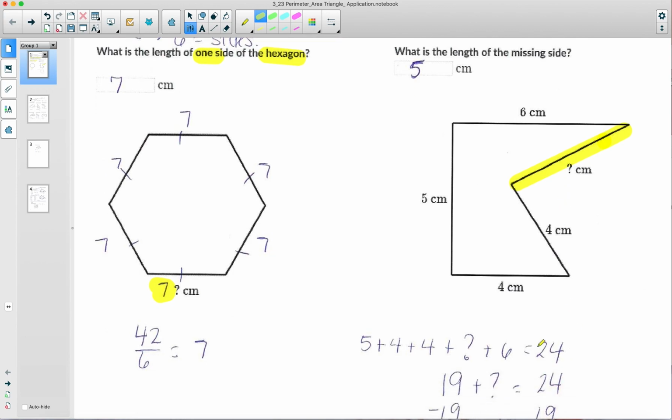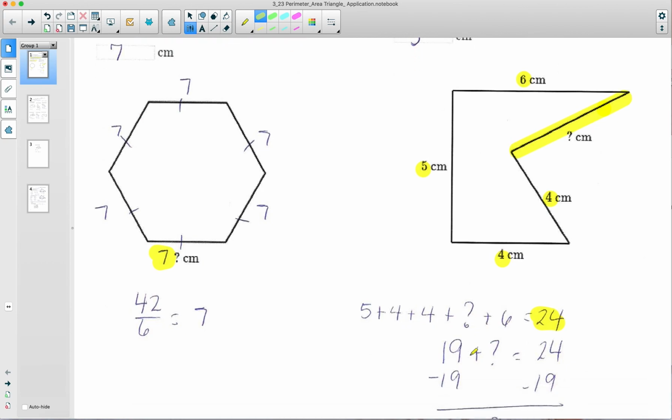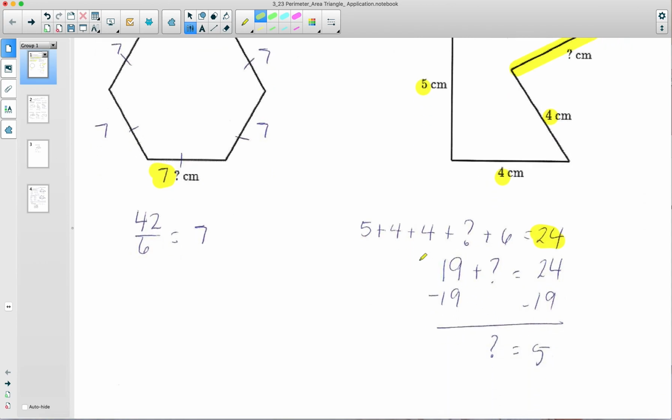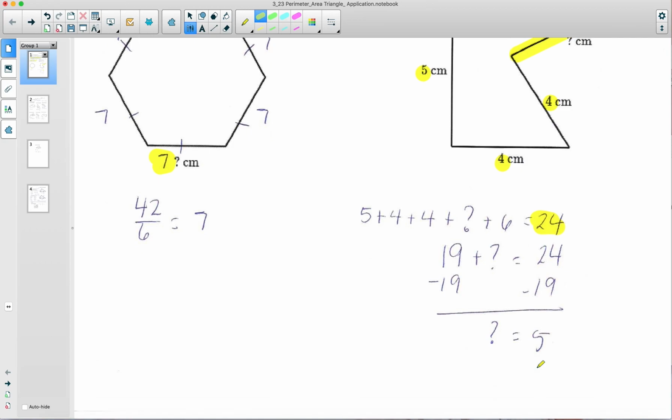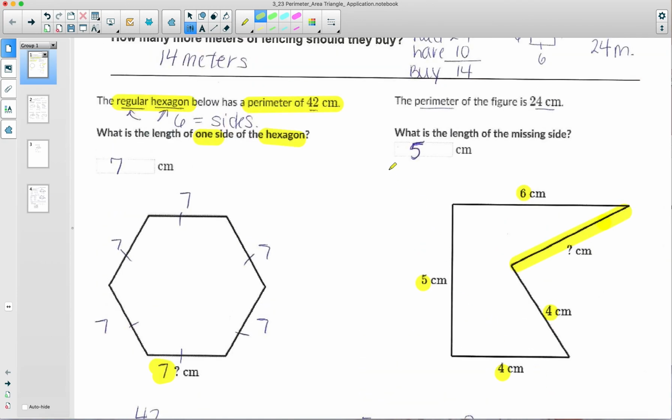So we know the perimeter is 24, and we have 1, 2, 3, 4 of the sides. If we add all 5 side lengths together, including the missing side, we can create an equation. And that then helps us to say, okay, combine like terms. We have 19 plus that missing side equals 24. Subtract 19 from both sides, and that missing side length should be 5 centimeters. So to answer this, we have the missing side length of 5 centimeters.